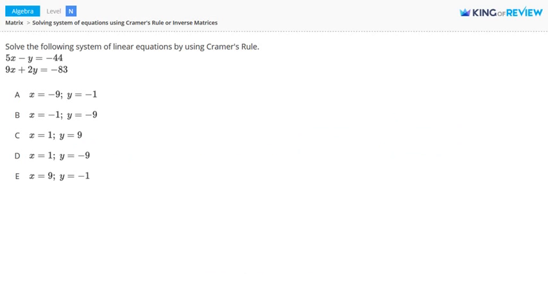In this problem, we want to solve the system of linear equations using Cramer's Rule. So if we have two equations in the form ax plus by equals e and cx plus dy equals f, then we can use a method called Cramer's Rule to solve for x and y. Cramer's Rule is a method where we use determinants to solve the system of linear equations.